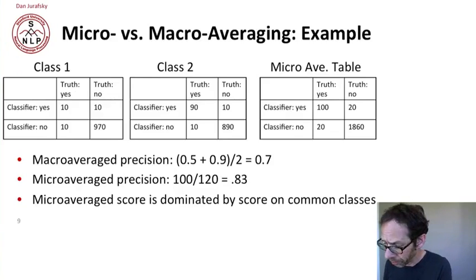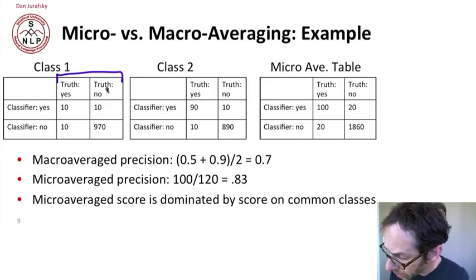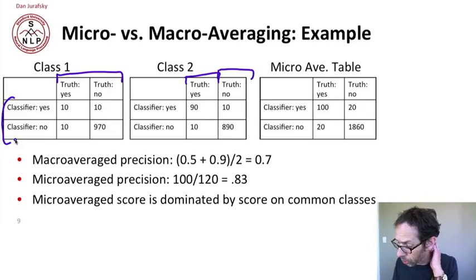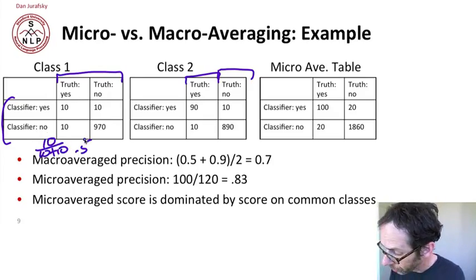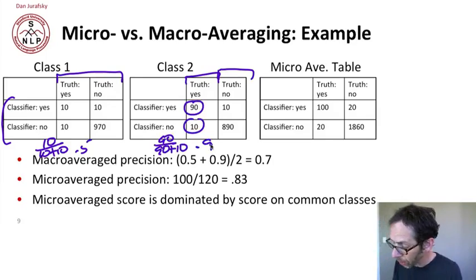Let's look at an example. Here we have two classes, class 1 and class 2, and here's all the things that are true yeses and true nos for class 1, and here's things that are really in class 2 and really not. And here's what our classifier returns. So for our macro average precision, we're going to compute precision separately for the two classes. For class 1, 10 over 10 plus 10, so that's 0.5. For class 2, 90 over 90 plus 10, or 0.9. So our macro average precision is the average of 0.5 and 0.9, or we get 0.7.